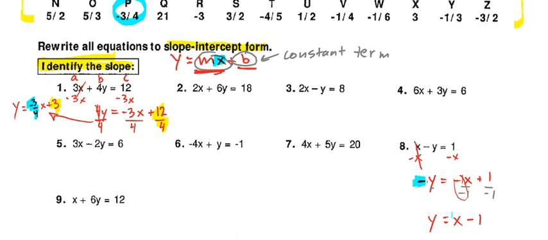Anyways, let's finish this problem number 8. It says identify the slope. The slope is right in front of the x. In this case, that means it's a 1. The slope is just 1, or 1 over 1.